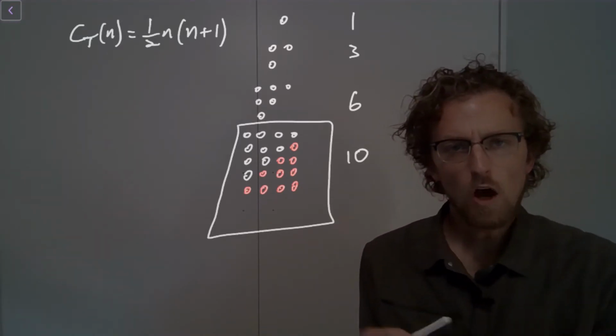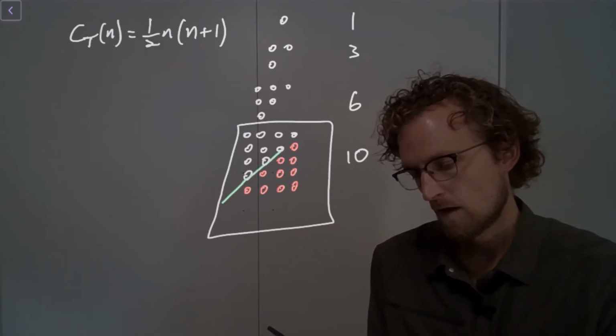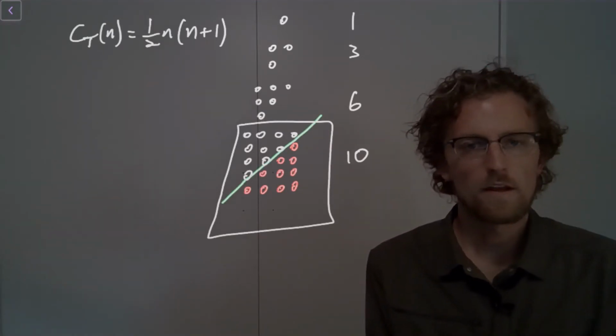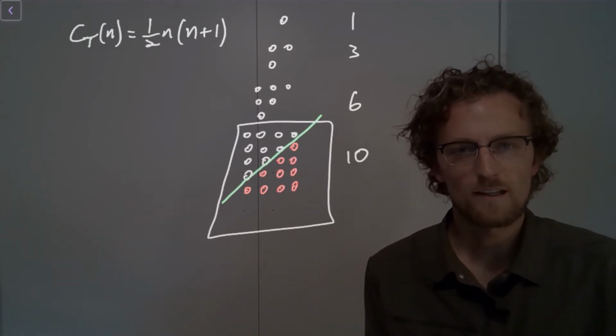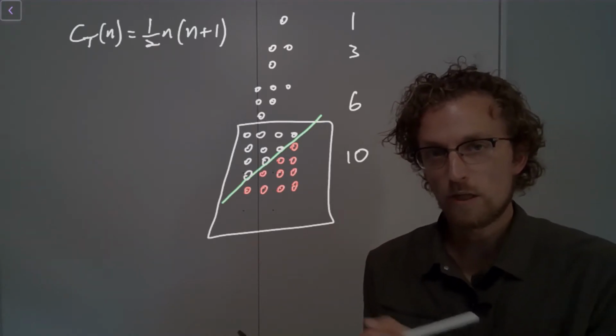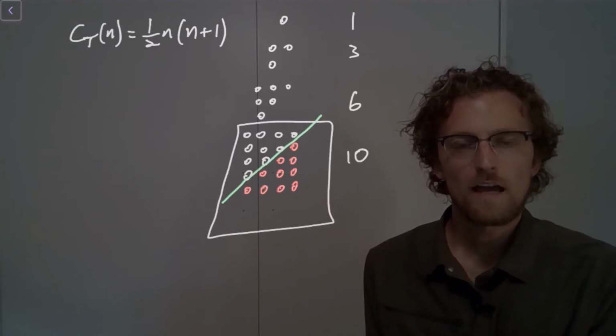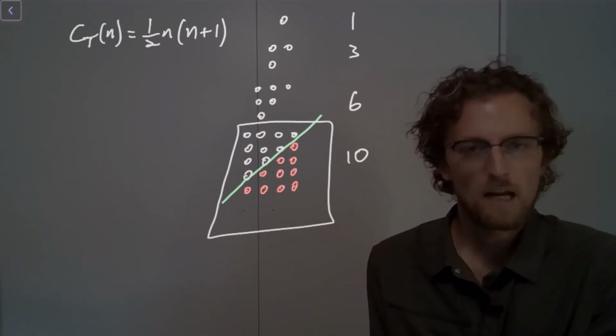Okay, so what does it mean that there's exactly twice? Well, it means I could draw a line through this thing. I could slice it like this. And the number of dots I care about is on one side of this line, and then there's the same number of dots on the other side of this line. So if I can work out how many dots there are in this whole rectangle, if I add up all the white dots and all the red dots, and then divide that by 2, then I've got my answer.